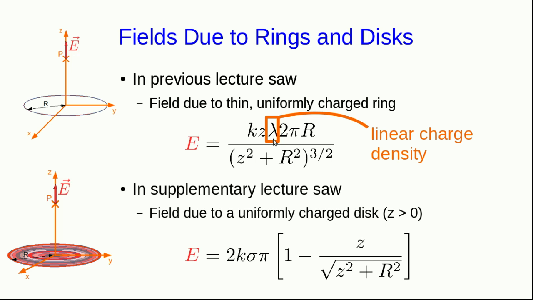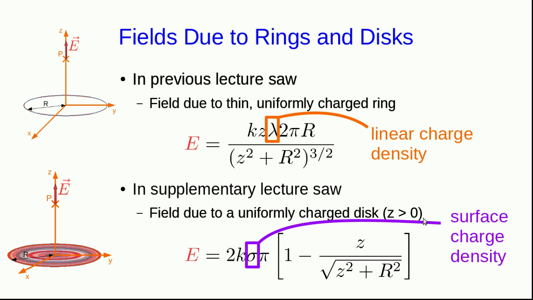And note that this lambda here is the linear charge density on the ring, whereas this sigma here is the surface charge density on the disk. And what I'm showing are the magnitudes of the E fields. In both cases, they point as shown in the diagram, assuming the charge on these objects is positive.